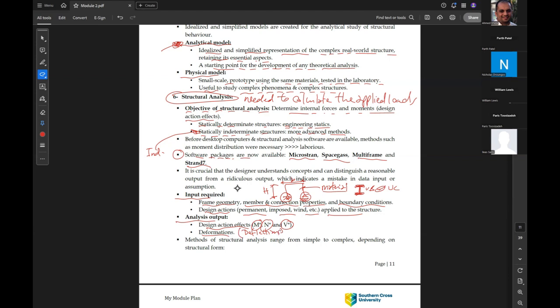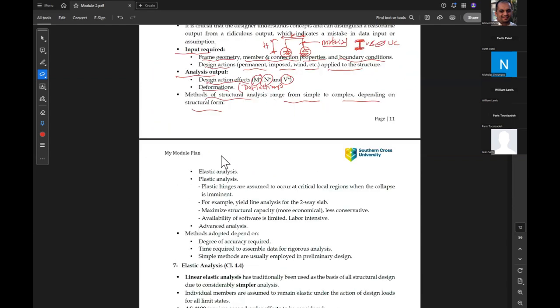Okay. So the methods of structural analysis range from simple to complex depending on the structure form. So you might have elastic analysis or plastic analysis. The elastic analysis means you are in the elastic zone of the material. Do you remember the stress-strain curve of steel? So we have this zone. Here sigma yield, here epsilon yield. So this is E. This is a linear zone, which means the elastic zone.